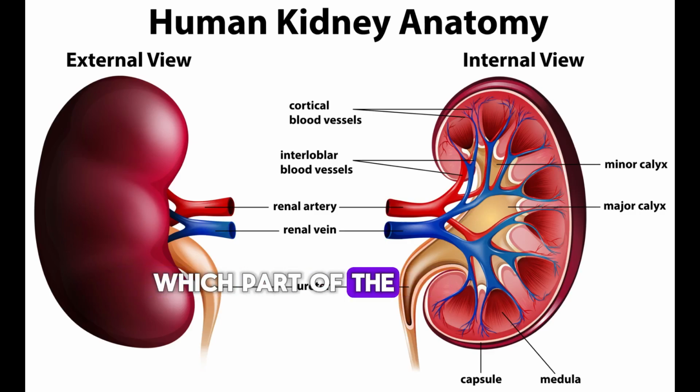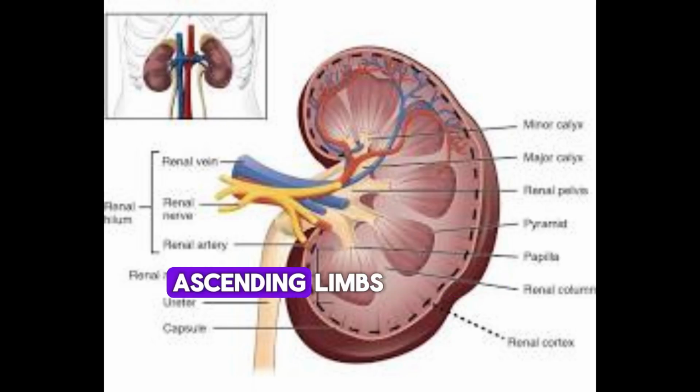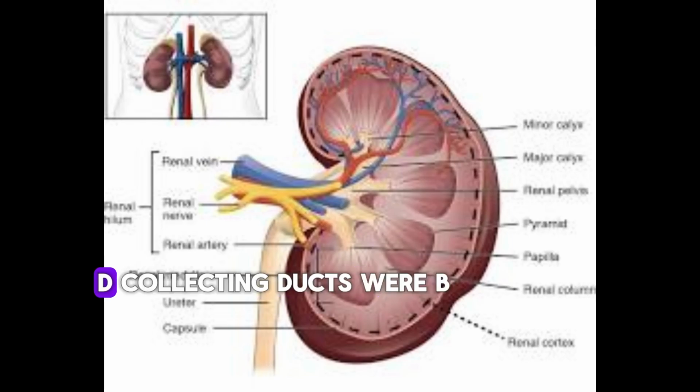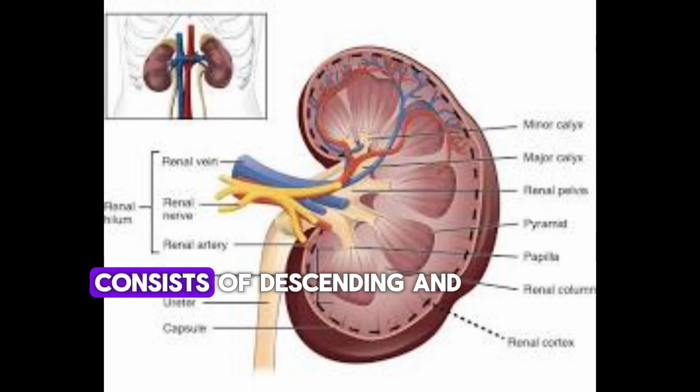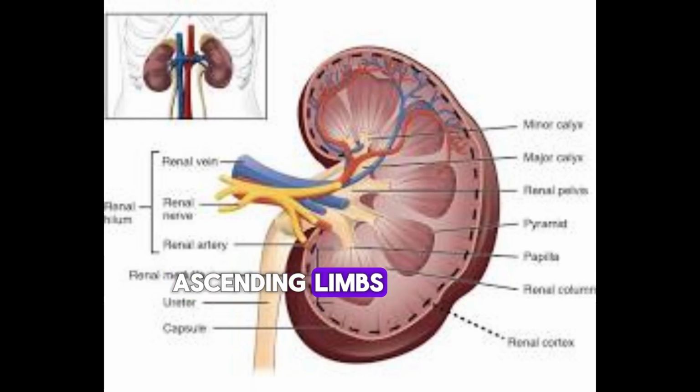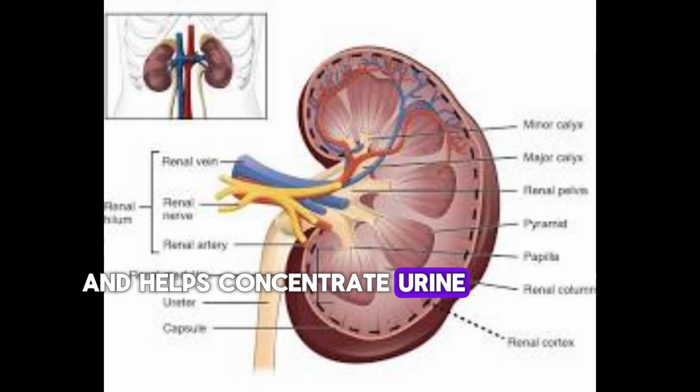14. Which part of the nephron contains descending and ascending limbs? A. Bowman's capsule. B. Loop of Henle. C. DCT. D. Collecting ducts. Answer B. Loop of Henle. The loop of Henle consists of descending and ascending limbs and helps concentrate urine.